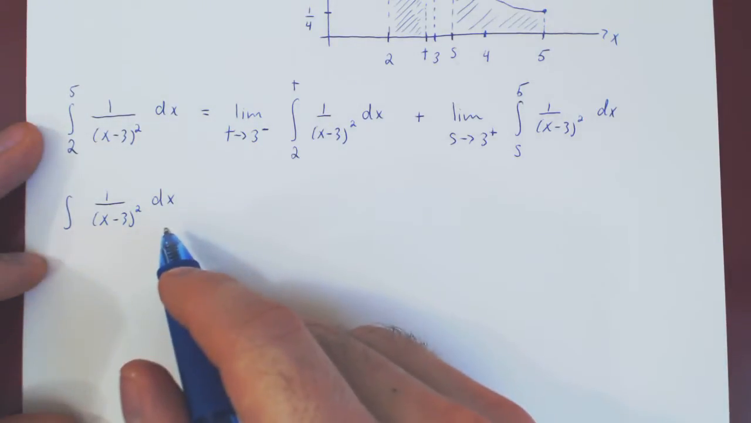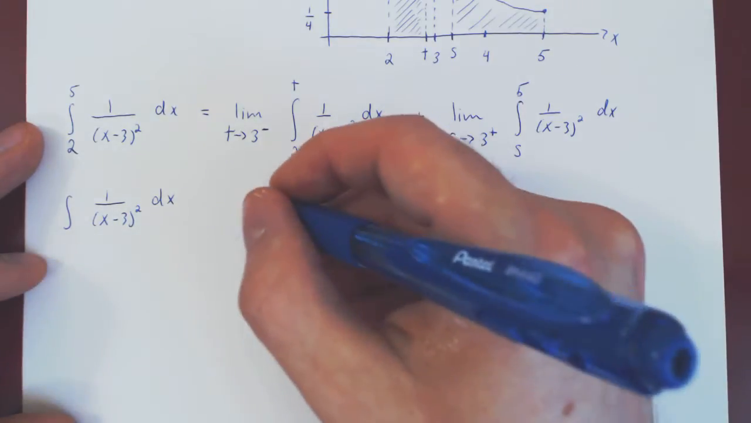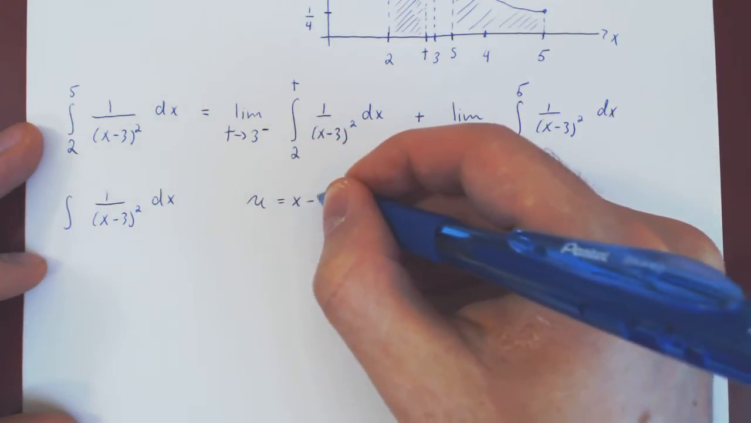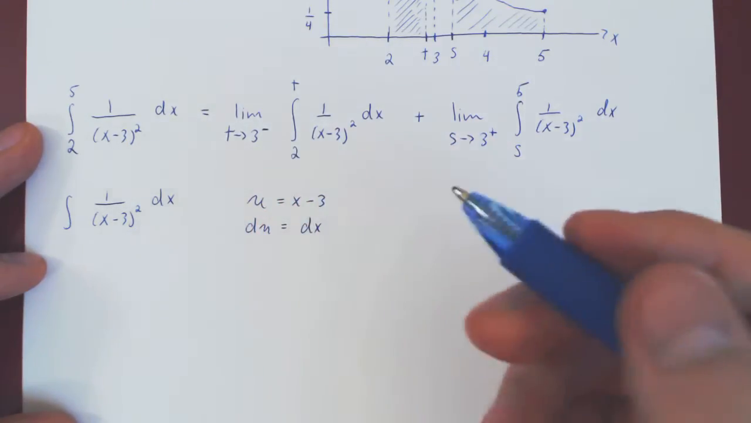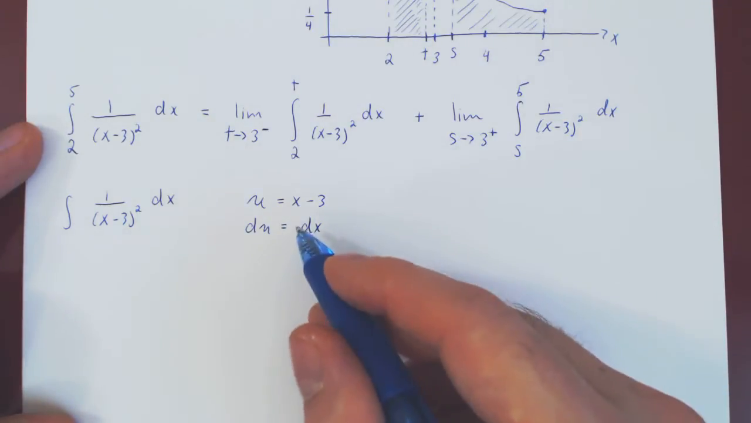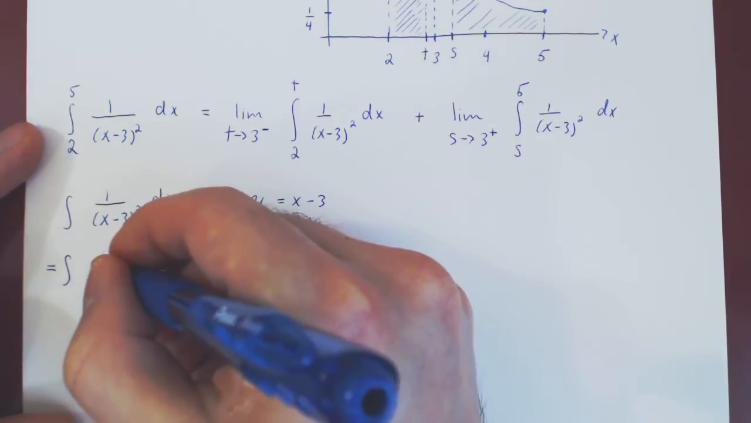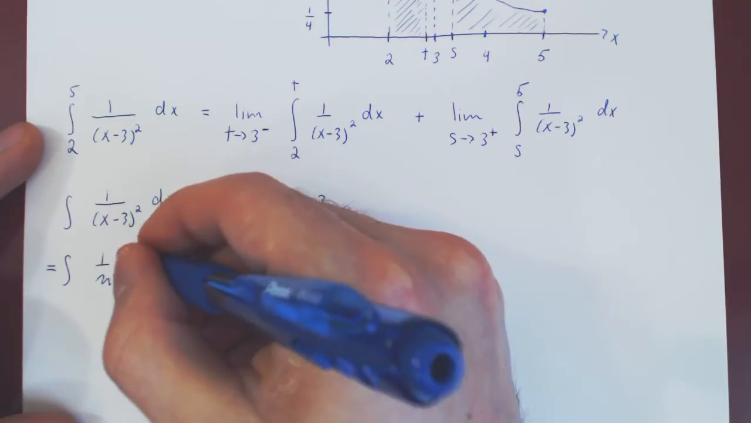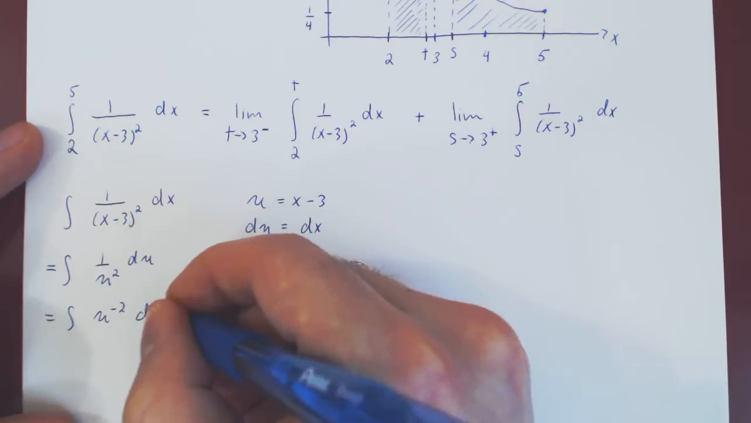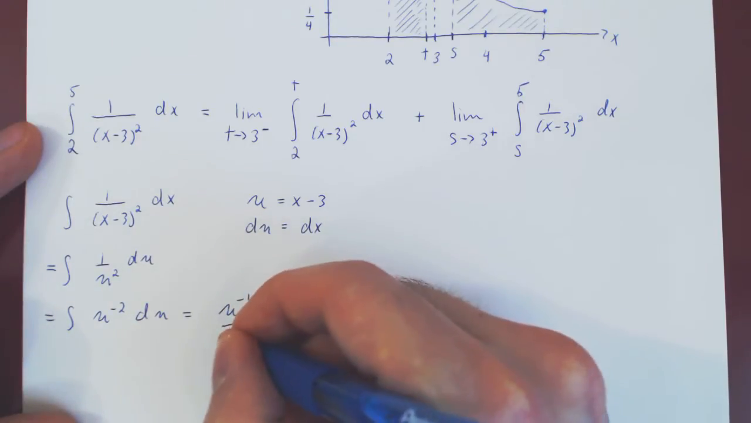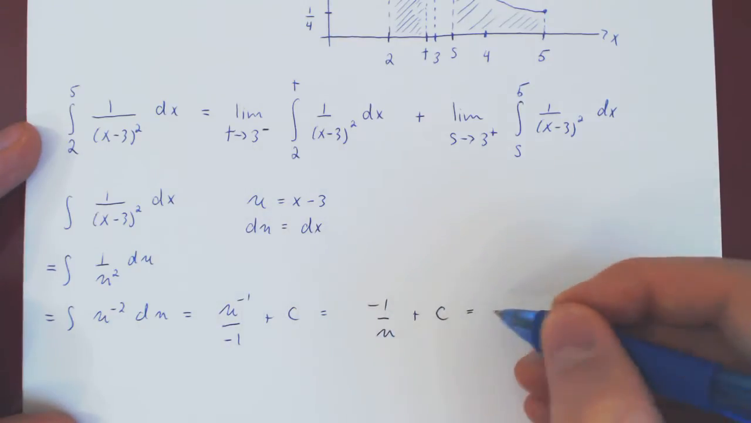Well, this can be accomplished with a very simple u sub, letting u be equal to x minus 3. Then the differential of u, du, is dx, as the derivative of x minus 3 is 1, and the integral becomes essentially trivial. We have 1 over u squared du. Rewrite 1 over u squared as u to the negative 2. Use the power rule. And go back in terms of x.